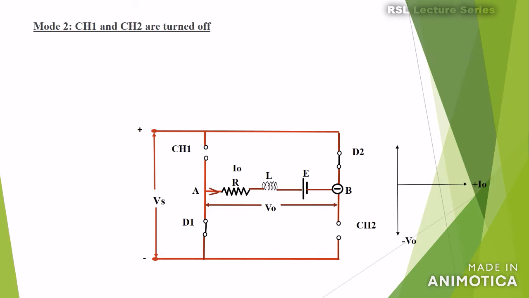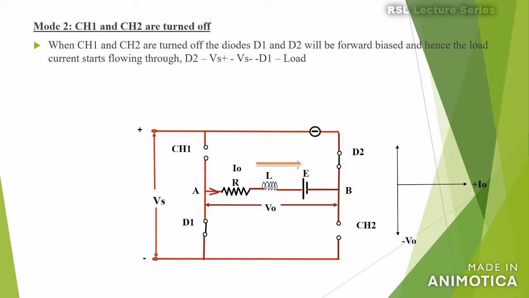So now mode 2 operation. Here in this case, both the choppers CH1 and CH2 are turned off. So once the choppers are turned off, the load current will continue to flow through the diodes. That is, the diodes D2 and D1 will get forward biased. The current is forced to flow through these diodes. So the current will start flowing from this RLE through this diode D2, through the supply terminal Vs plus, Vs minus, and completes its path through D1.